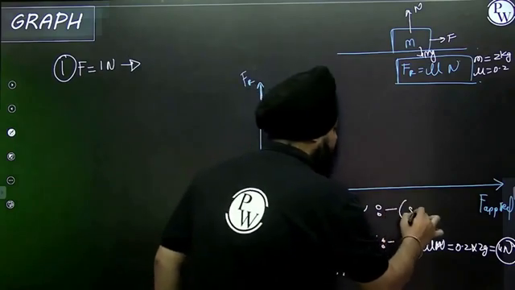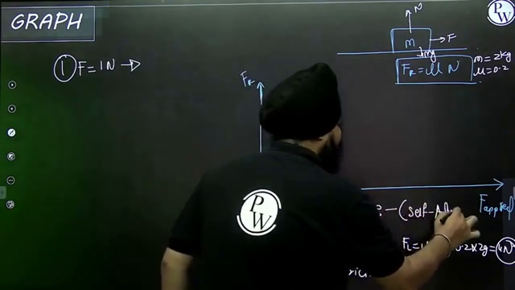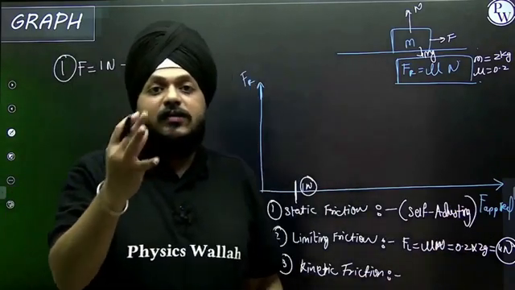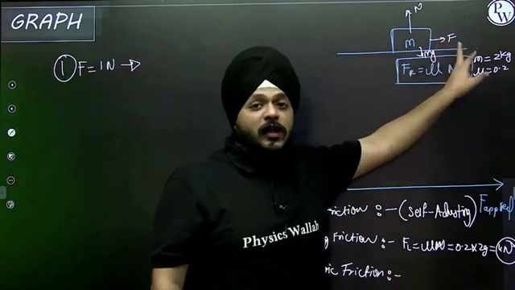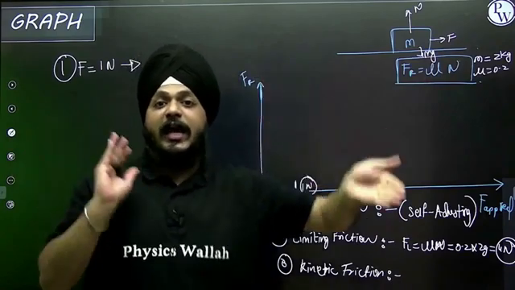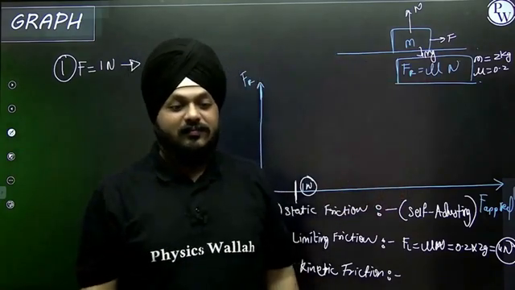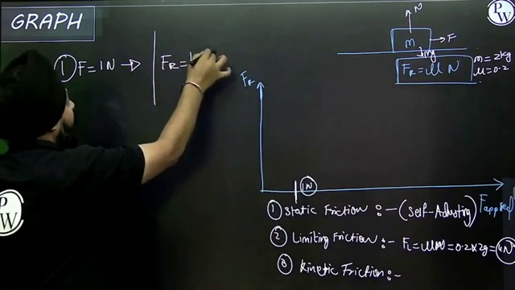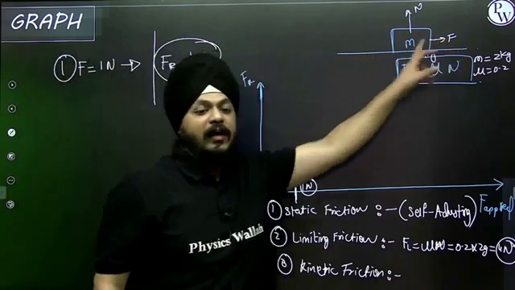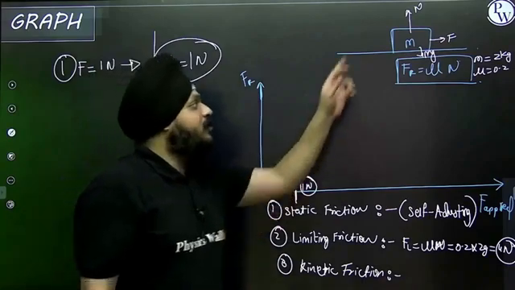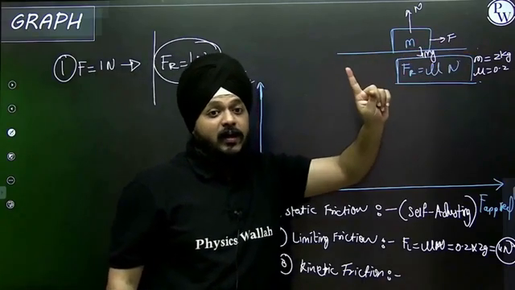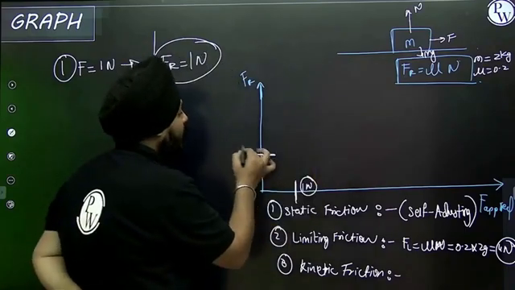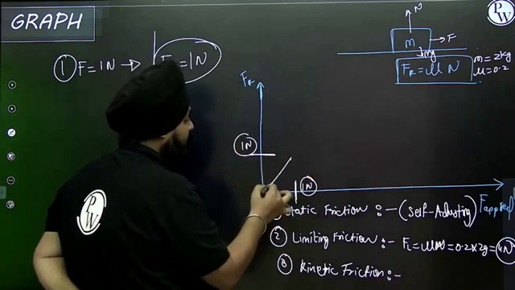Static friction is self-adjusting friction. According to the external force applied, static friction adjusts its value. Suppose 1 Newton is applied, friction will adjust its value and become 1 Newton. Suppose 0 Newton is applied, friction is 0 Newton. Suppose 1 Newton is there, still the object is not moving. Static friction will self-adjust and increase its value to 1 Newton. Okay, the graph will be like this.